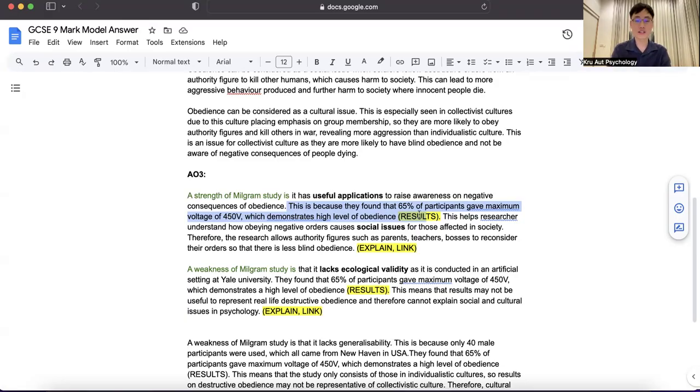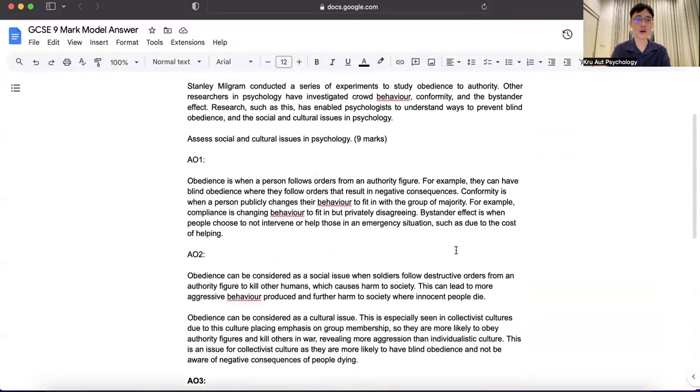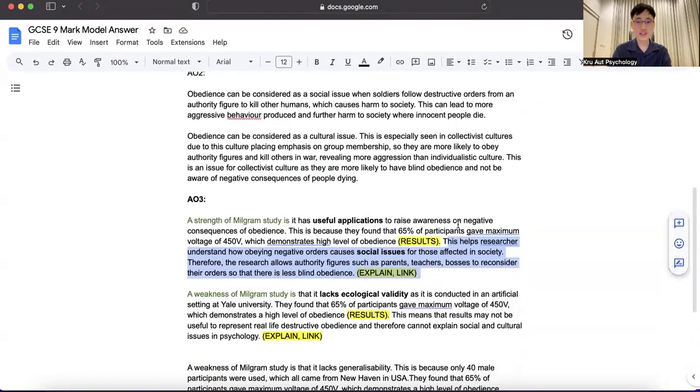Okay, so we're writing the results from having a point that it's good in terms of obedience from this research, and then trying to explain at the end how this is good for social issue, how this is good for cultural issue, to address the question on assessing these issues in psychology, right? Okay, so for social issue in the strength here, I said it helps researchers understand how obeying negative orders cause social issues, societal problems for those affected in society. I mean, just this is enough. I'm just being very clear on writing the full answer out.